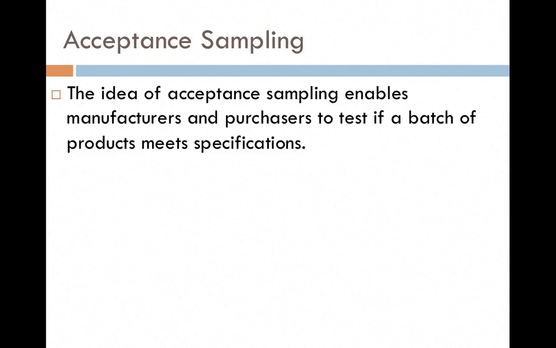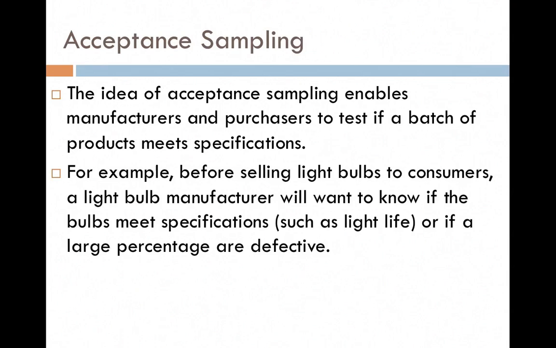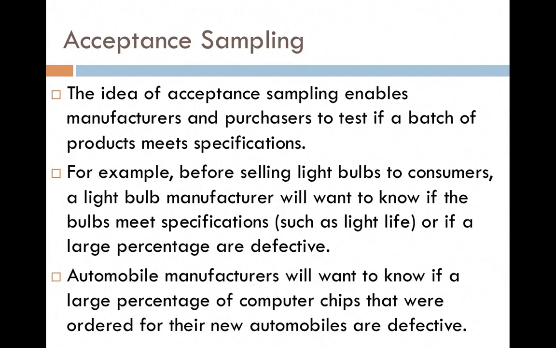Okay, we have one more question involving the binomial distribution, and it's regarding acceptance sampling. The idea of acceptance sampling enables manufacturers and purchasers to test if a batch of products meets specifications. For example, before selling light bulbs to consumers, a light bulb manufacturer will want to know if the bulbs meet specifications, such as light life, or if a large percentage are defective.